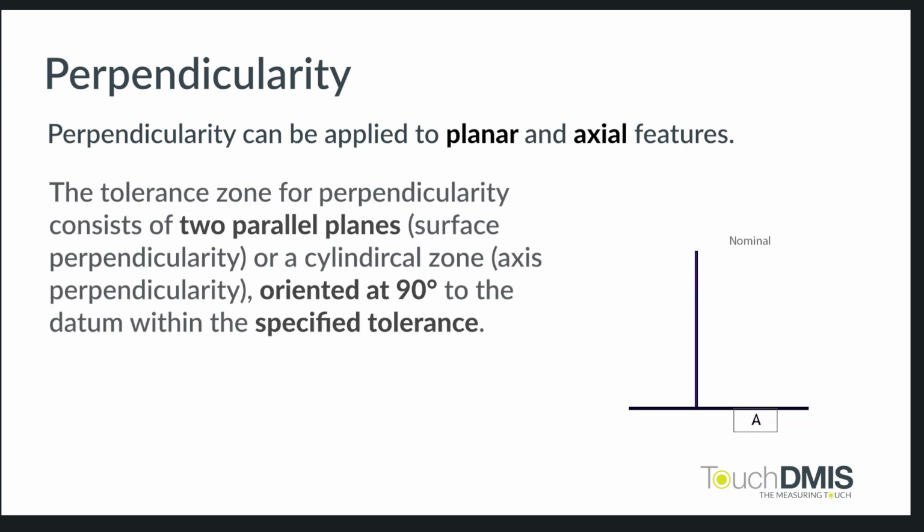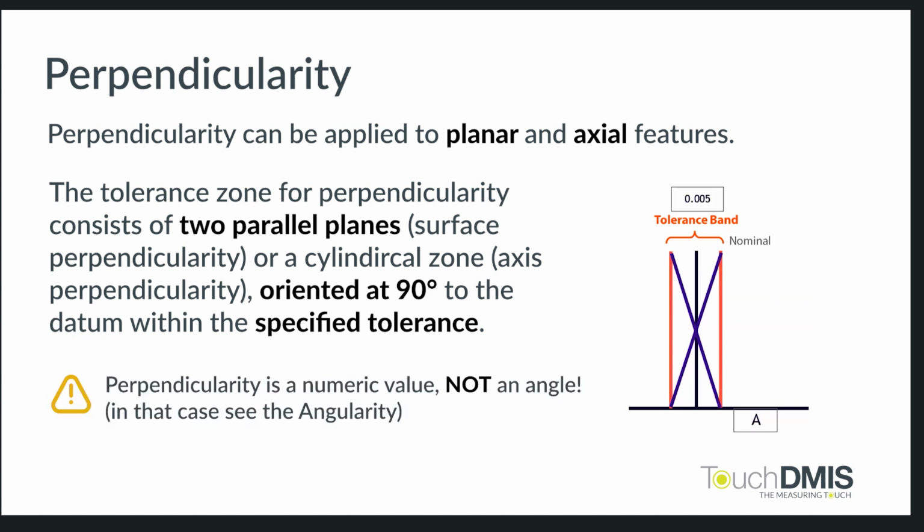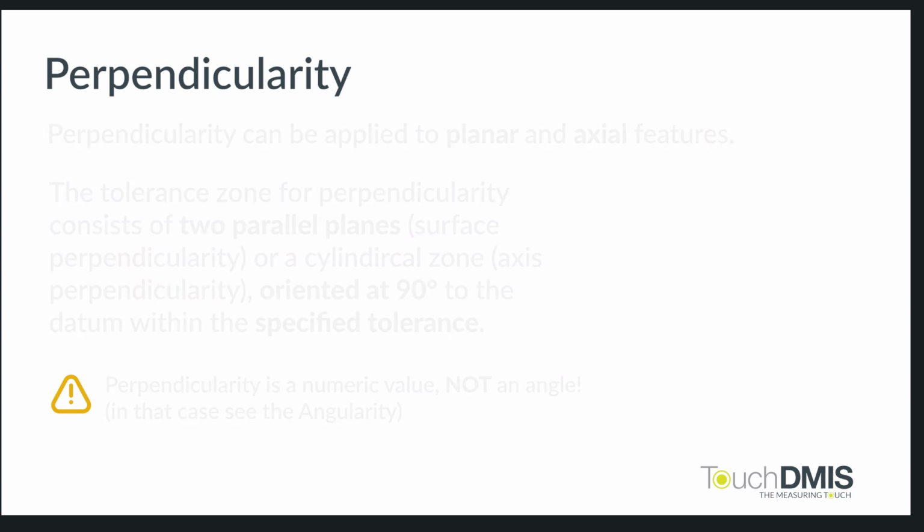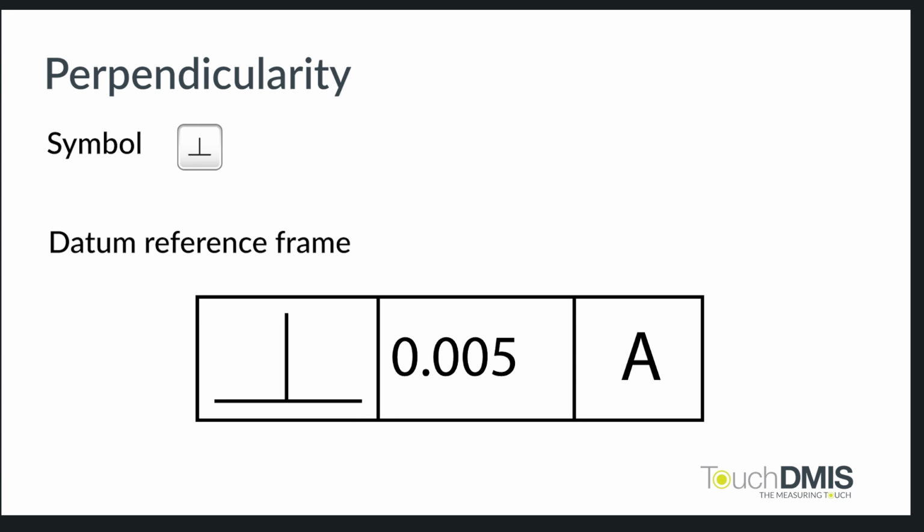The tolerance zone for perpendicularity consists of two parallel planes or a cylindrical zone, oriented at 90 degrees to the datum within the specified tolerance. It is important to remember that tolerance is a numeric value, not an angle. The perpendicularity symbol and feature control frame look like these.